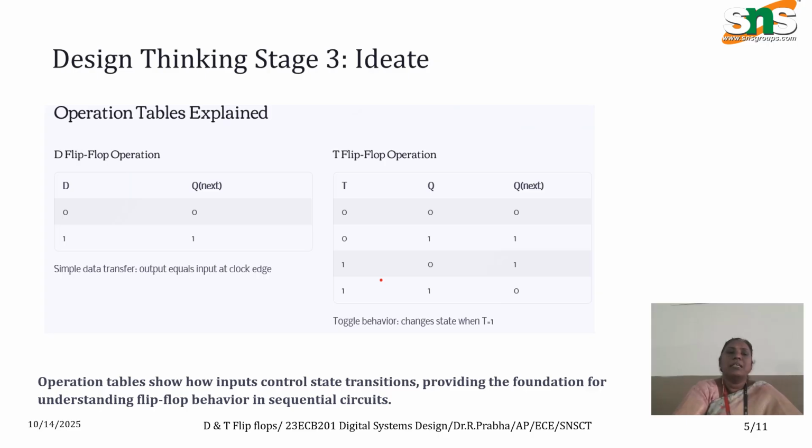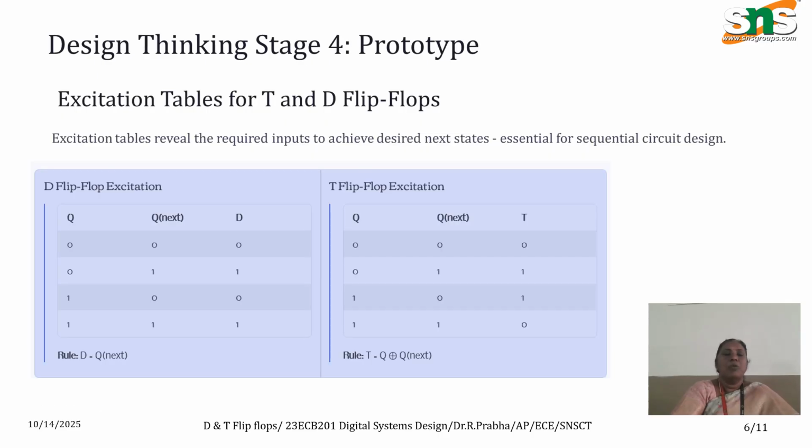In the D flip-flop, the data flip-flop, input is 0, output is 0. Input is 1, output is 1. But in the T flip-flop, it toggles. When the input is 0 and Q is 0, Q next is 0. When the input is 0 and Q is 1, Q next is 1. With T and Q both 1, Q next is 0. So the operation table always shows how the input value controls state transitions, providing the foundation for understanding flip-flop behavior in sequential circuits. And now coming to the fourth stage of design thinking, prototype.